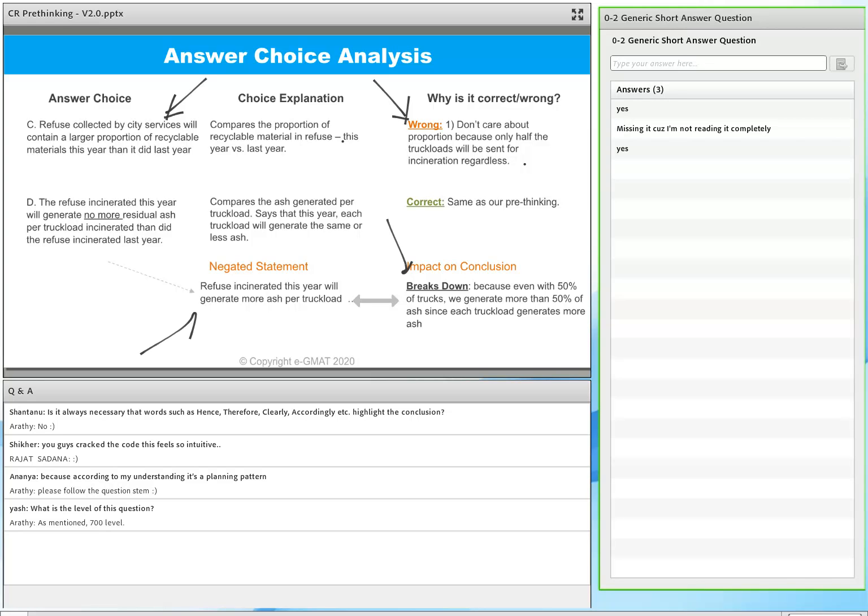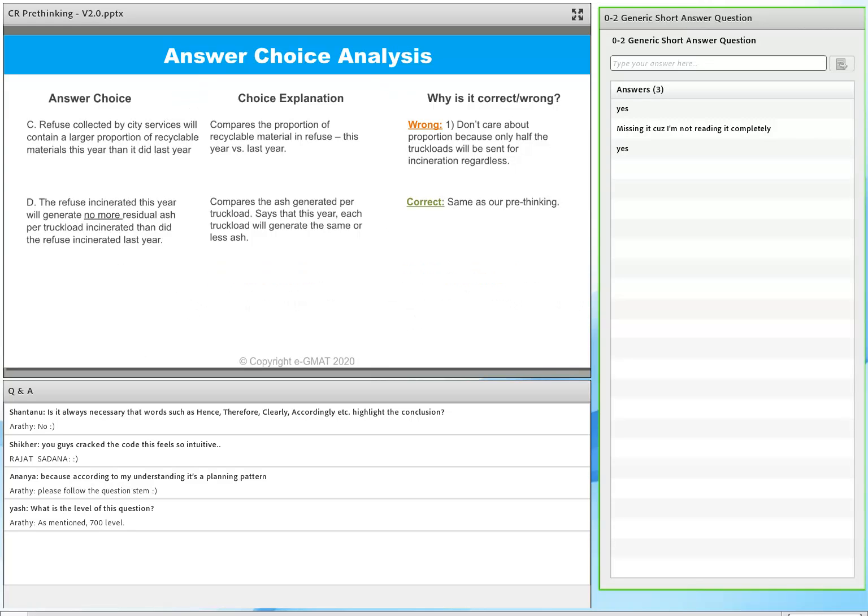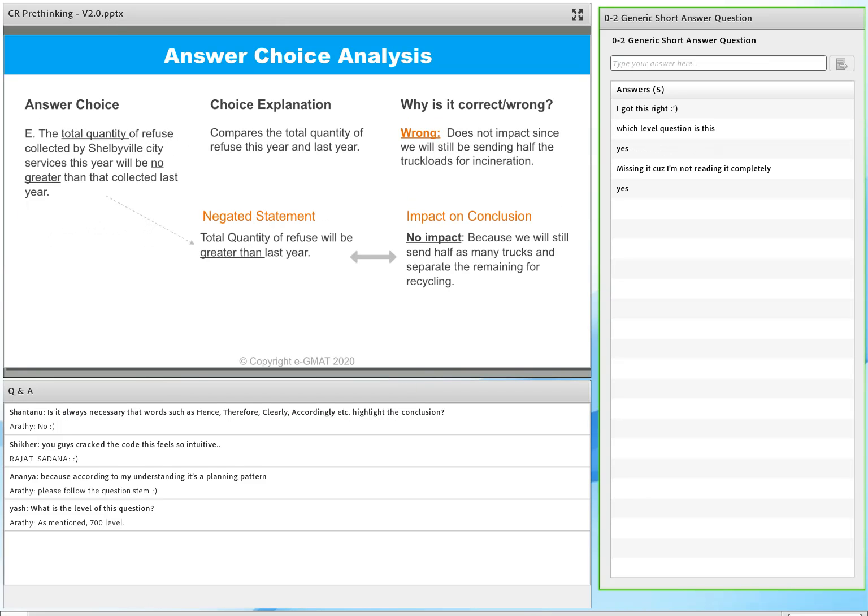You can see the negation test over here. And choice E talks about the total quantity of refuse. We don't care about it. Why? Because I'm only going to send half as many truckloads over here. This is a 700 level question. Both these questions that we did are 700 level, and you can see that by the accuracy over here. Congratulations if you got it right. The ash per truckload can be less or lower, not just the same, because you want to reduce the ash by at least 50%.